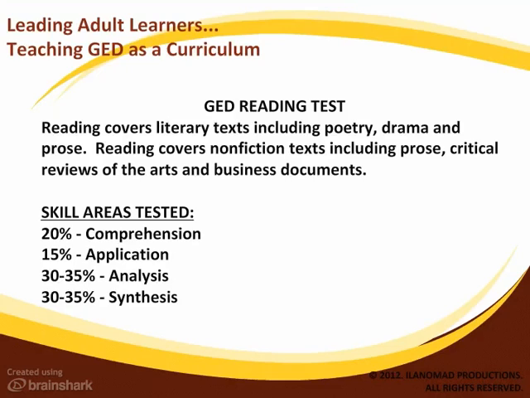There is a new skill area. If you take a look at the bottom skill listed, there's synthesis. Synthesis is really a combination of analysis and evaluation. I talked about the evaluation skill in the past two slides about social studies and science. But you're doing comprehension, you're doing application, you're doing analysis, and synthesis is going to really be related to poetic text, or to drama or prose text that you're going to come across on the GED test.